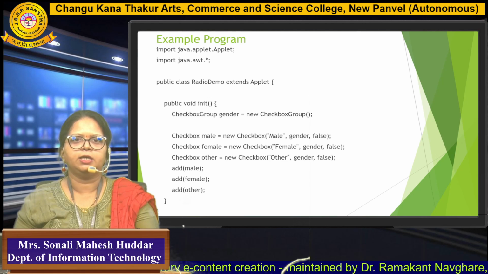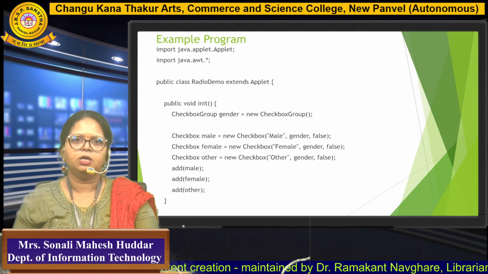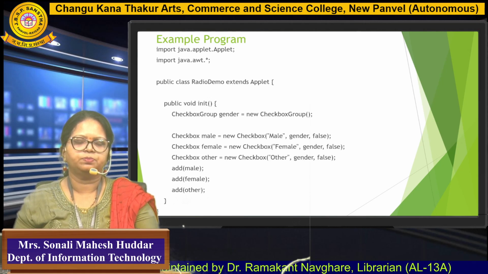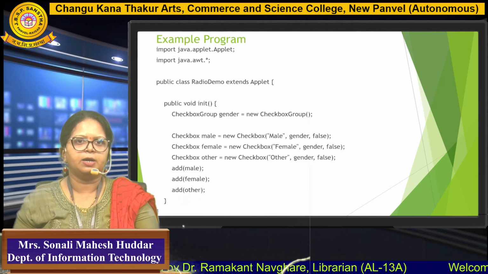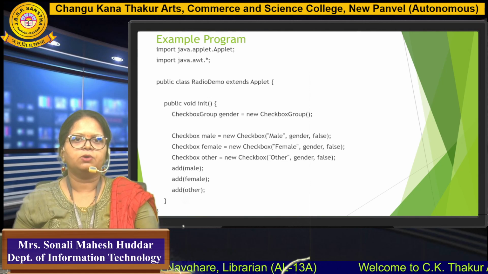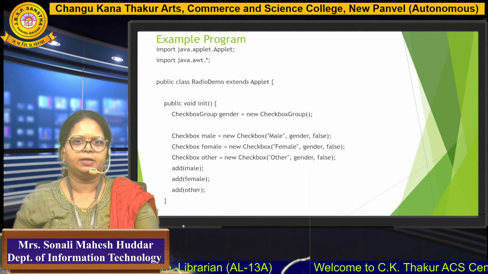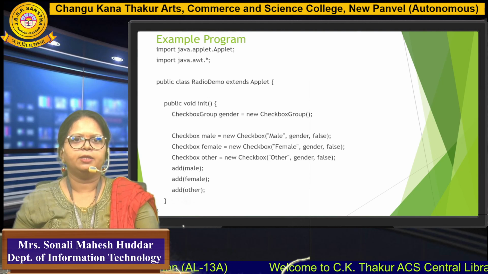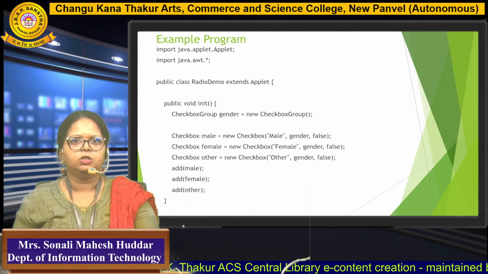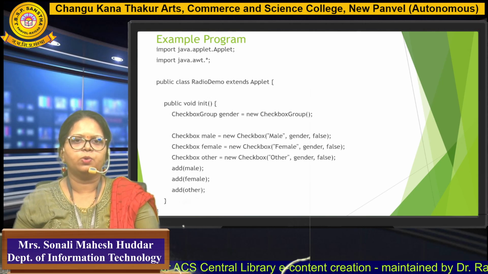Now just consider one example program on this. Here we are going to import applet, then the AWT package, then you write a Java class RadioDemo which extends Applet. In the init method of the Applet class, you are writing over here, CheckboxGroup gender is created, which is equal to new CheckboxGroup. So here one can provide the genders. Checkbox male is equal to new Checkbox("male", gender, false).